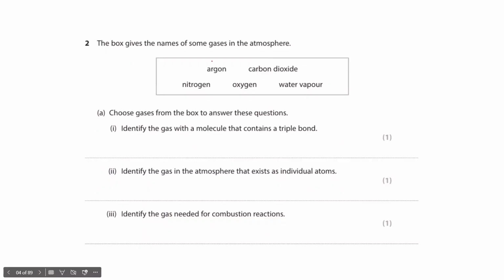We have argon. Argon is a noble gas, so it stays as monoatomic gaseous particles. Carbon dioxide's formula is CO2. Nitrogen's formula is N2. Between two nitrogen atoms there's a triple bond. Oxygen is O2. Between two oxygen atoms there's a double bond. Water vapor means gaseous water molecules. So these are the things we have.